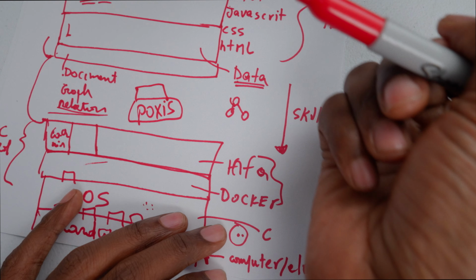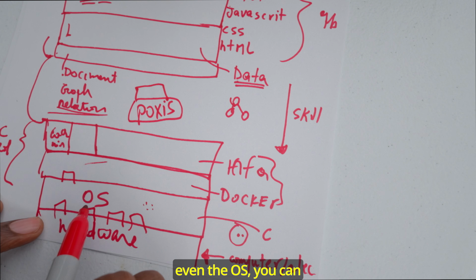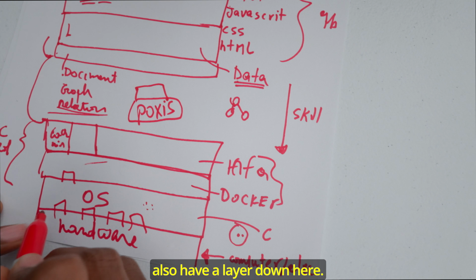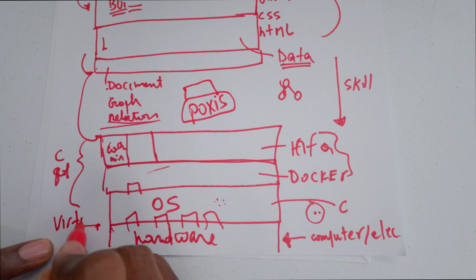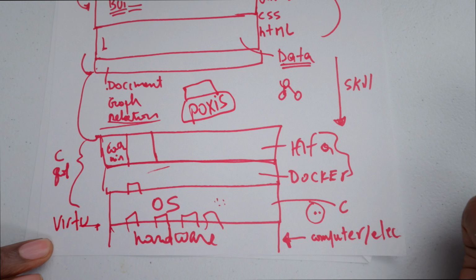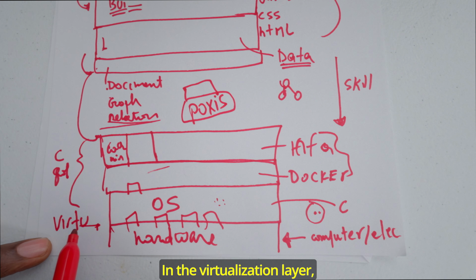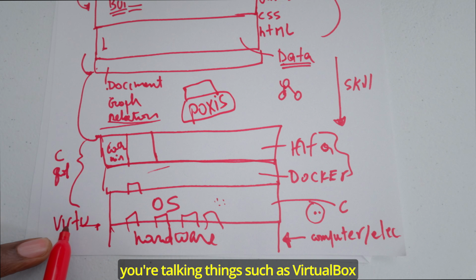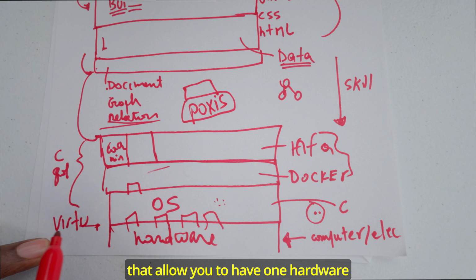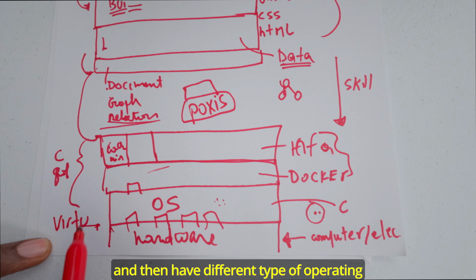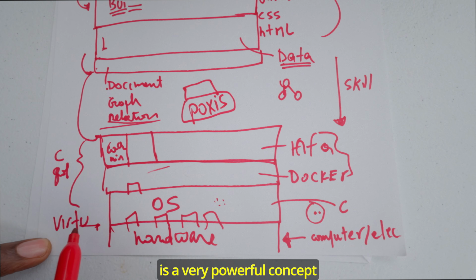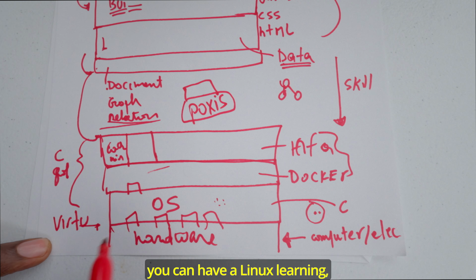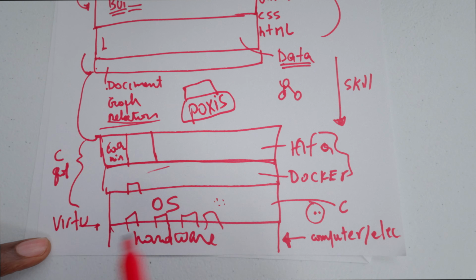Well, one thing that I forgot to mention: even the OS, you can also have a layer down here. This is called virtualization, right? A lot of cloud computing uses the virtualization layer. In the virtualization layer, you're talking about things such as VirtualBox or other virtualization that allows you to have one piece of hardware and then have different types of operating systems running on it. In cloud computing, this is a very powerful concept where you just buy one computer and then you can have a Windows operating system running, you can have Linux running, different distributions of Linux.